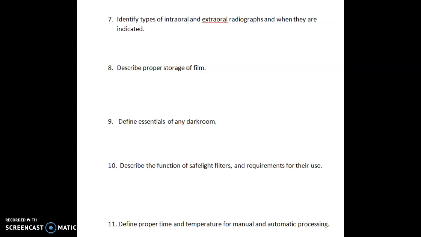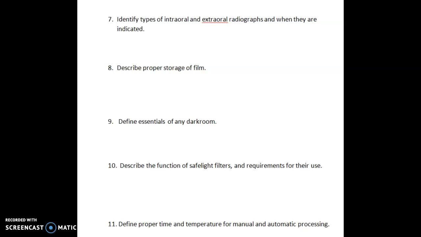Because every box will tell you what those requirements are. The most common two types of Safelite filters are a Morlite 2 and a GBX2. Again, it's just different manufacturers, but those are the most common. And that is what gives you that red tone to the light. You need a minimum of 4 feet distance between your working area and where your Safelite is mounted.